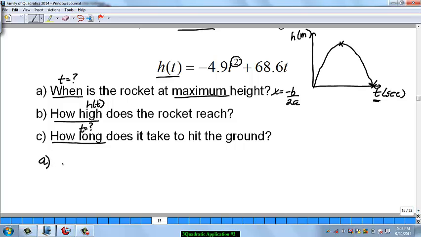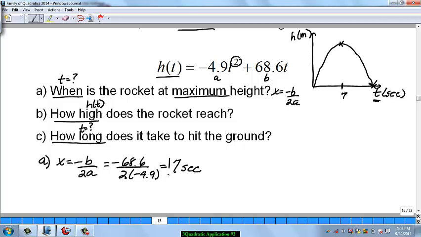First of all, we want to know when it's at its max height. This is a parabola that opens downward, so it has a maximum. I'm going to put down the axis of symmetry. Here this is my A, this is my B, so it's going to be negative b over 2 times negative 4.9. When I put that in my calculator, I get 7. We label it 7 seconds, because that is when it reaches its max height, and let's label our picture as we go along. So you've just answered part A.